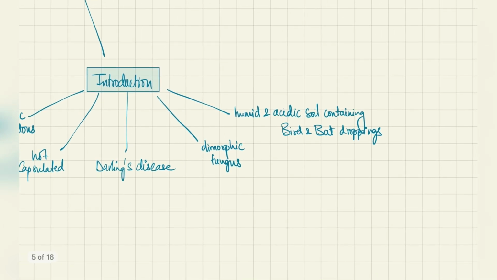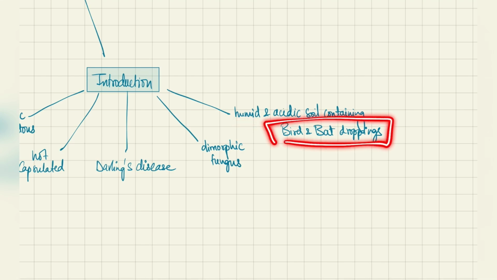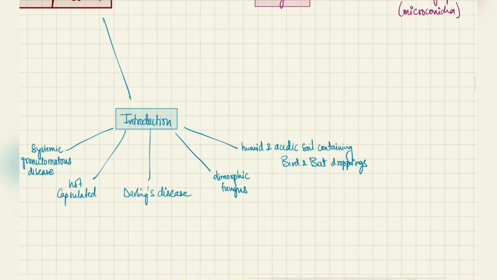Also, something important for the MCQs is that this fungus inhabits humid and acidic soil containing bird and bat droppings. This is very important. The moment you see the word bats in a clinical vignette, you need to first think about histoplasma. Histoplasma and bats go hand in hand.